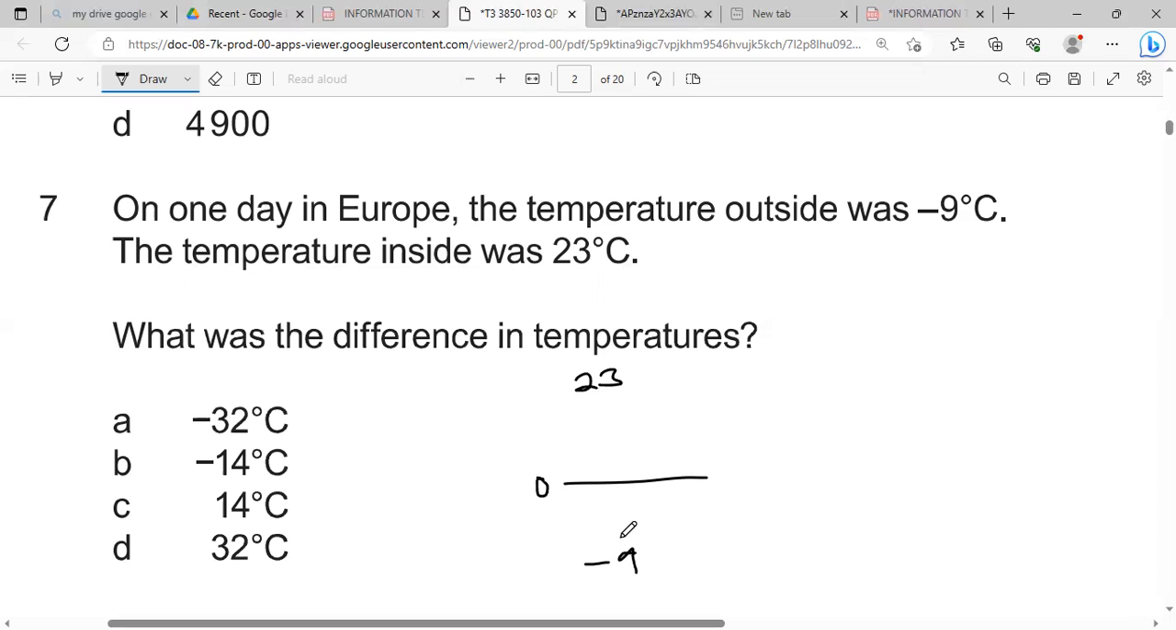Now, the difference in temperature would be 23 plus 9, which is 32. Another way you could look at it, you could say 23 minus 9, if it makes you feel better. But what they really want is the difference in the temperature. So you have to go all the way up to 23 and then go all the way to 9. So the difference is actually 32. A lot of people might say negative 32 and all of that. No, guys, all right?